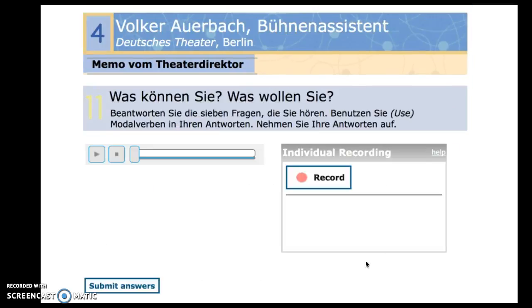They look like this. I really enjoy the recording feature. Those are called voice board activities, and students record themselves in iLrn.